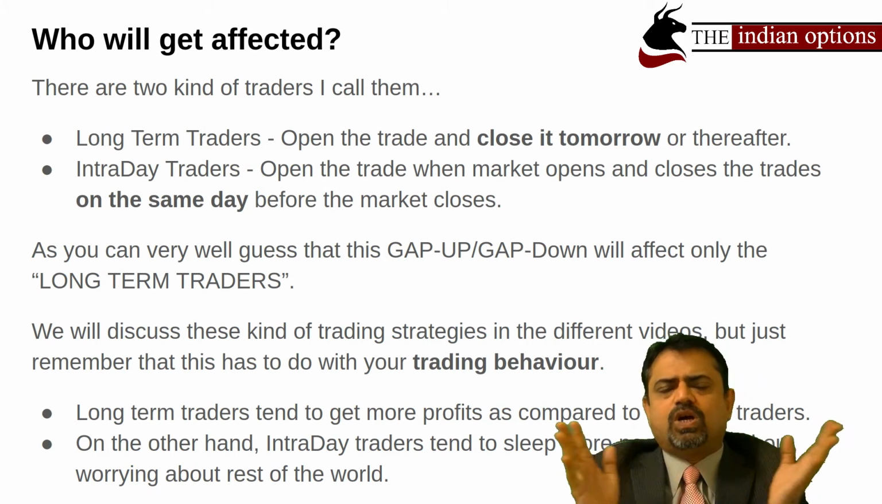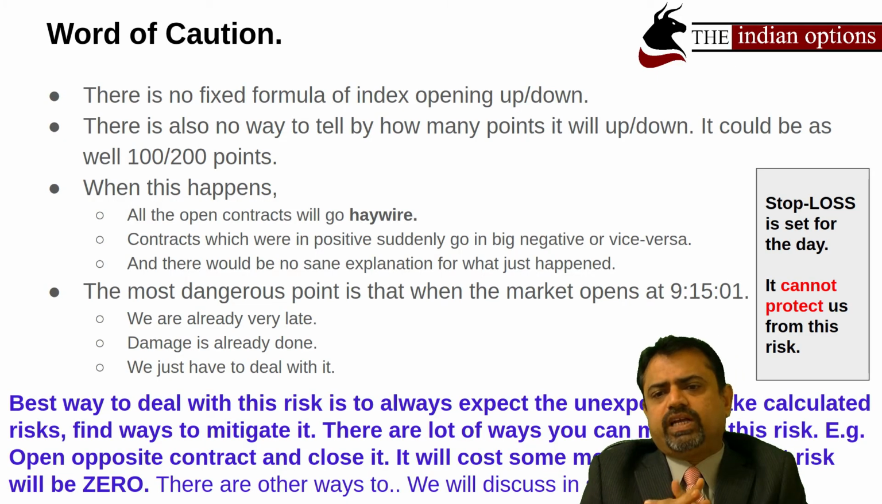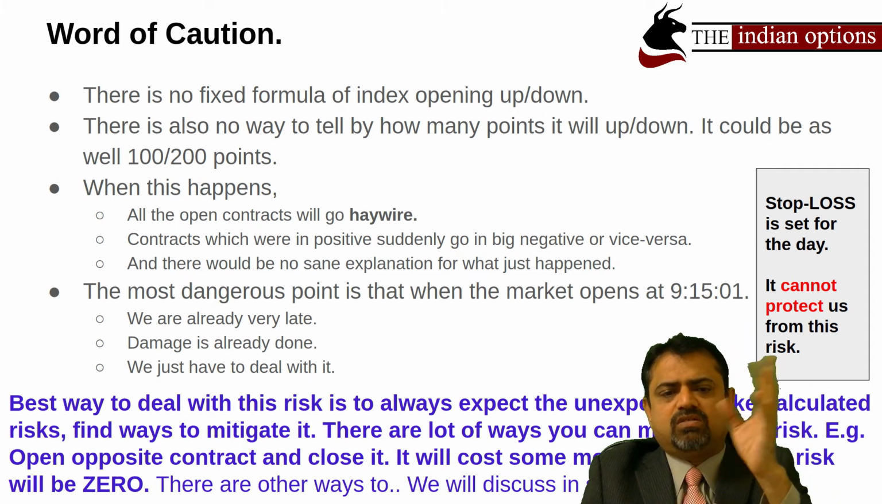So just a word of caution that I want to say: there is no fixed formula for the index opening up or down. Okay, and there is no way to tell how many points it could go up or down. It could as well be 100 points up or 200 points down.